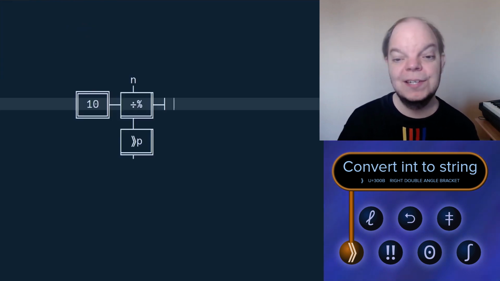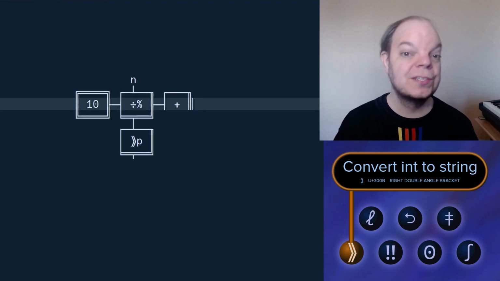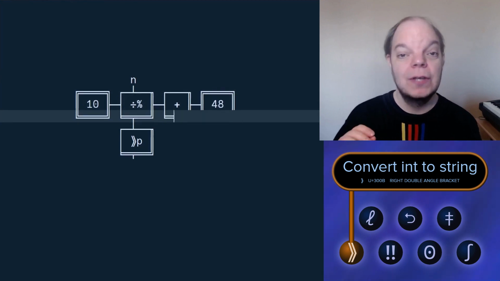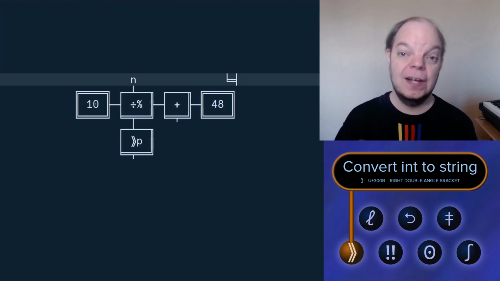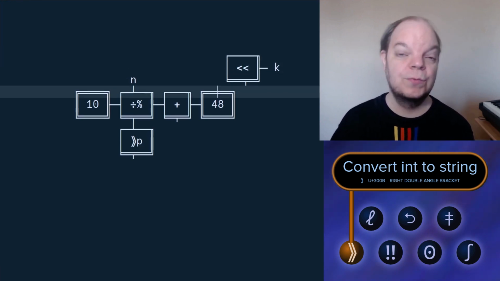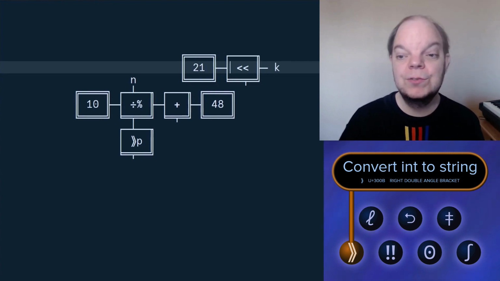So let's divert our attention to the remainder that comes out of this function here, which is the digit that we want. But we want to turn that digit into a character code, so the first thing we need to do is add 48. And then we need to put that character at the start of the string that we already have. I'm going to call that string k, and we need to shift k by 21 first. And then we need to do a bitwise OR.